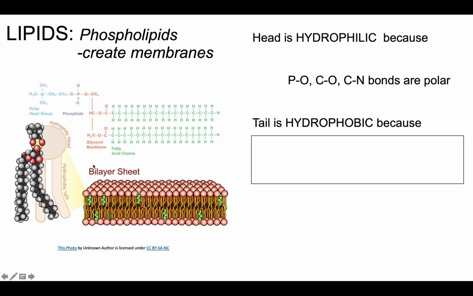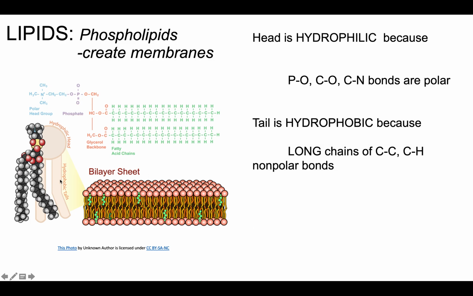The tail of this molecule is hydrophobic. You notice it's just made out of carbons and hydrogens. There is a bend in this long hydrophobic tail, which shows that there is a double bond. Long chains of carbon-carbon and carbon-hydrogen bonds are all nonpolar, making it hydrophobic.